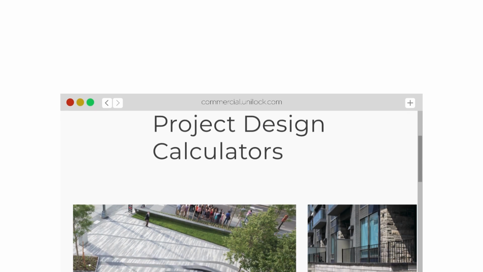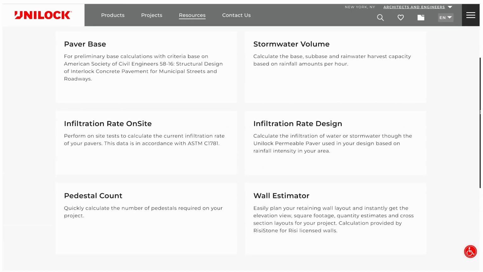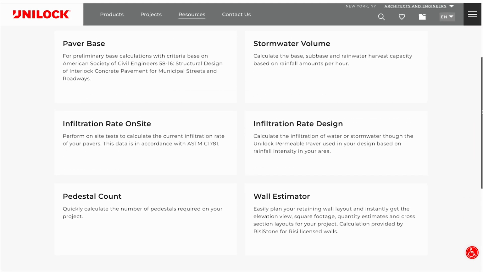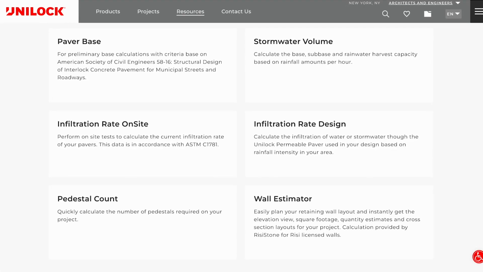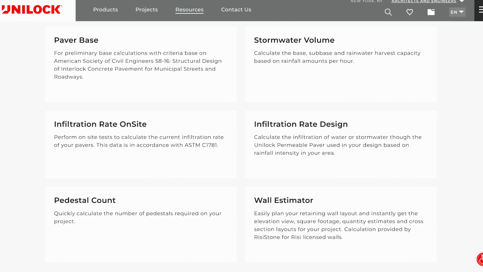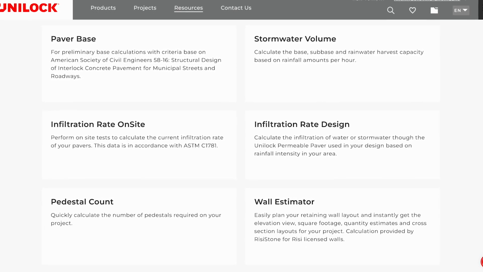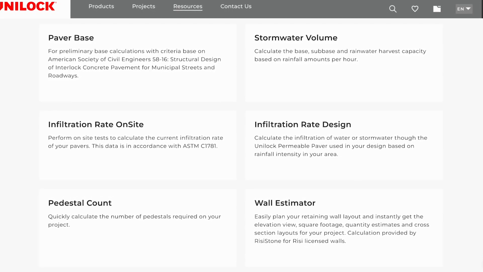The Unilock commercial website offers 6 calculators, all designed to provide tailored answers to your preliminary design questions. What base depth is required for a vehicular road? How much rainfall can infiltrate through a permeable paver system? How many pedestals are needed for a rooftop amenity space? Answer these questions and more with our project design calculators.